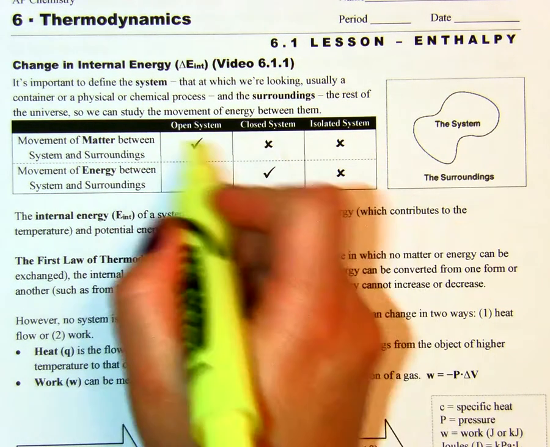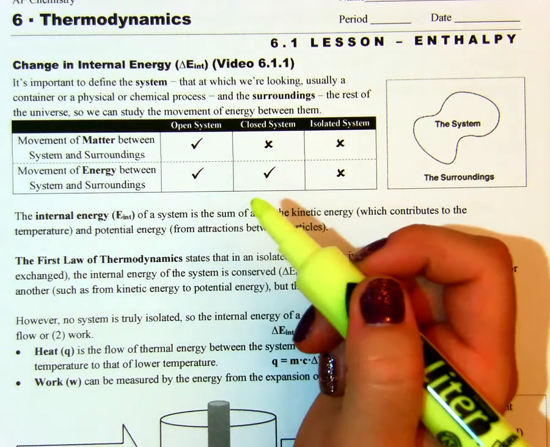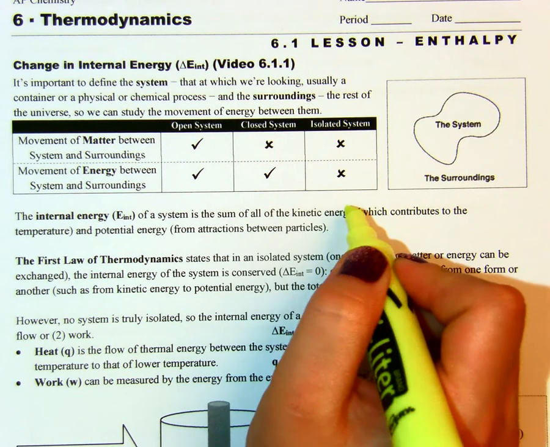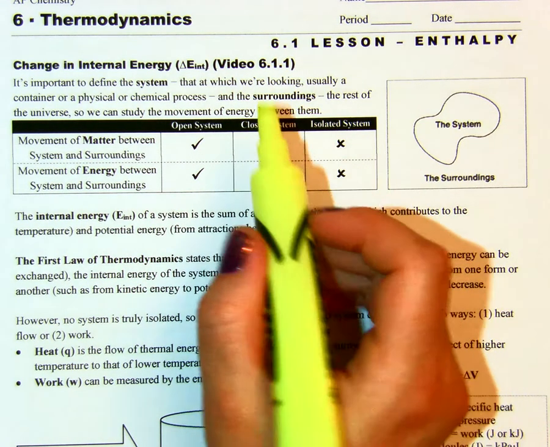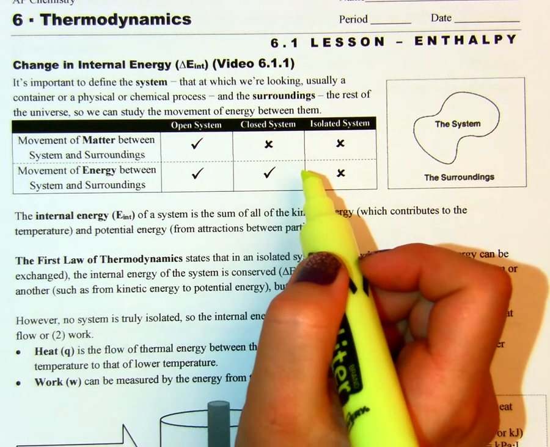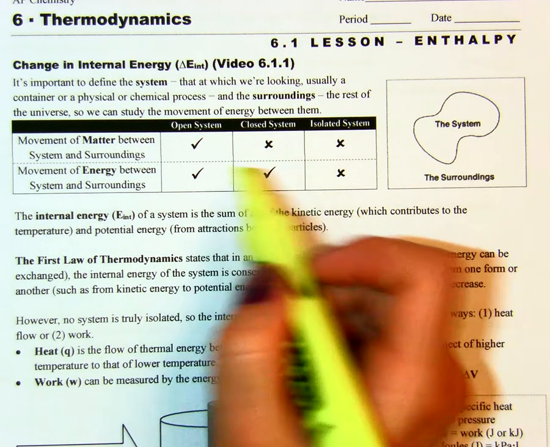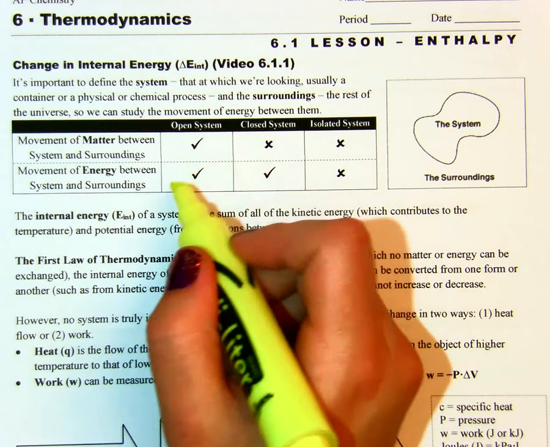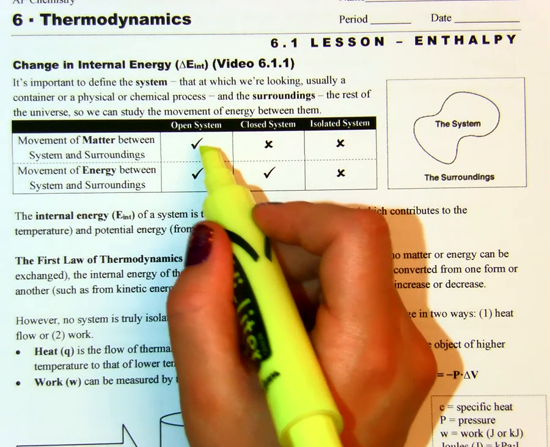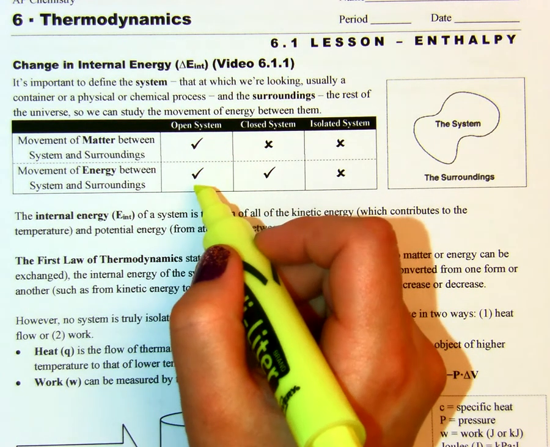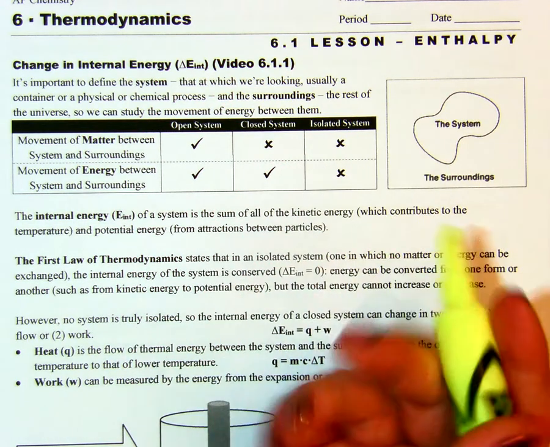So there are a couple kinds of systems we have to be concerned about. Isolated systems are almost impossible really to have, but we're going to talk mainly about open and closed systems. Now, what's the difference between these? The difference really comes into play when we're talking about the movement of matter and energy between the system and the surroundings. In an open system, matter can be exchanged into and out of the system as well as energy. So you can think about something like an open beaker for this.